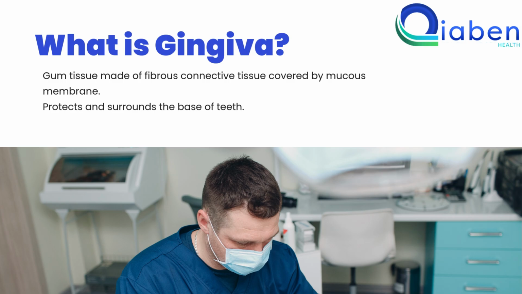Let's begin with a simple but important question. What exactly is the gingiva? The gingiva is the gum tissue composed of dense, fibrous connective tissue, all covered by a protective mucous membrane. Its primary job is straightforward yet crucial. It surrounds and protects the base of the teeth, acting as the first line of defense for the deeper structures of the periodontium. Without healthy gingiva, the entire foundation of oral health becomes compromised.